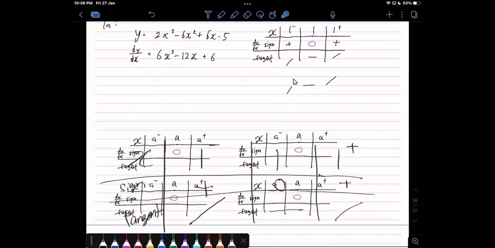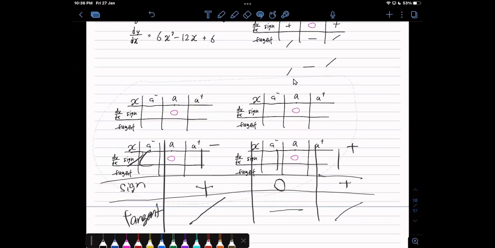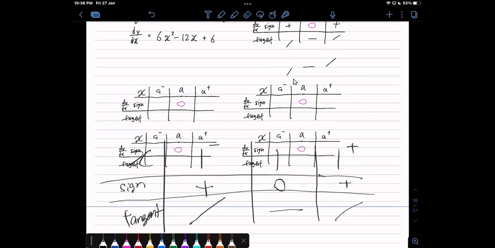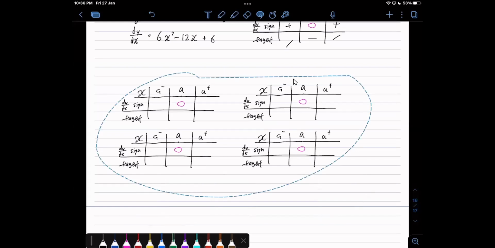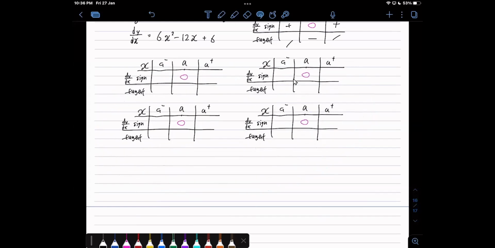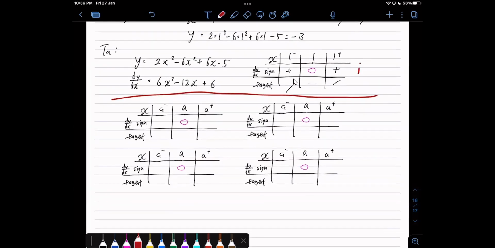Let's fill in the blanks with all 4 possibilities. Can you help me to erase your screen? Yep, clear your screen so you can see better. Okay, so these 4 are the 4 possibilities. Sorry, I'll just write down the conclusion first. Inflection point.